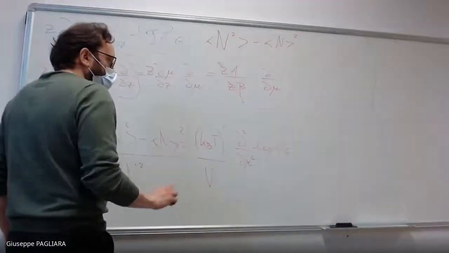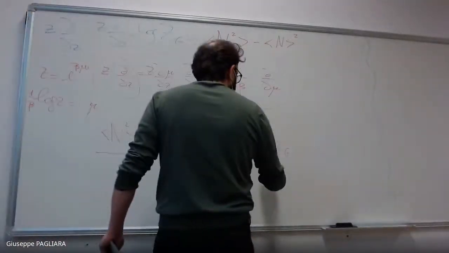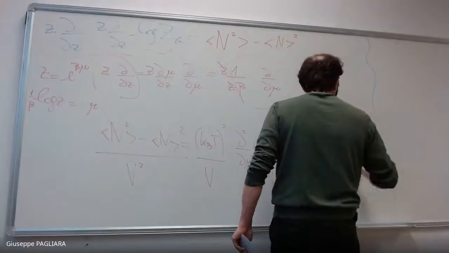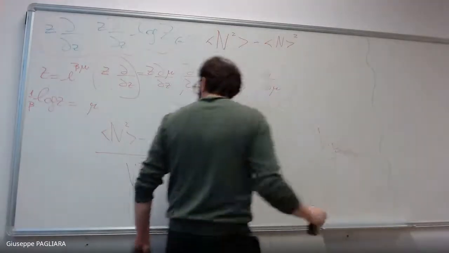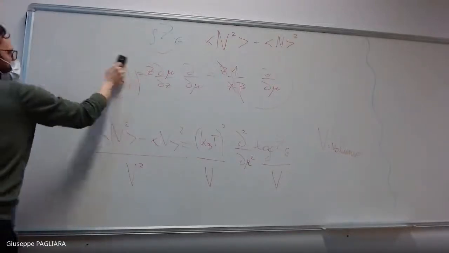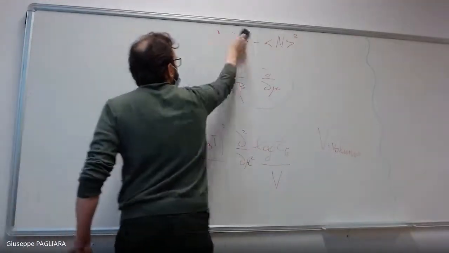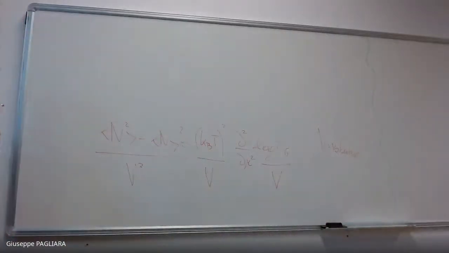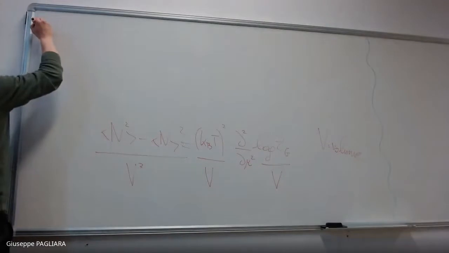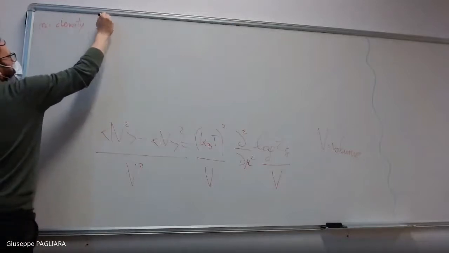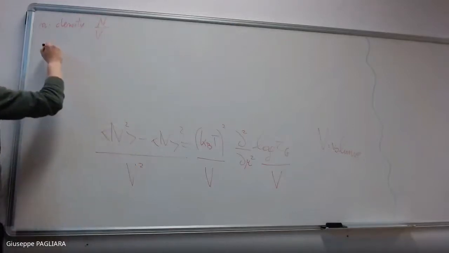And let me just put, you will see in a moment why, a volume here and the volume here, where V is the volume. Now, what is this quantity? M divided by a volume is a density. So this is the density fluctuation. So if I introduce N, which is the density, the ratio between N and V, this is basically the fluctuation of the density.